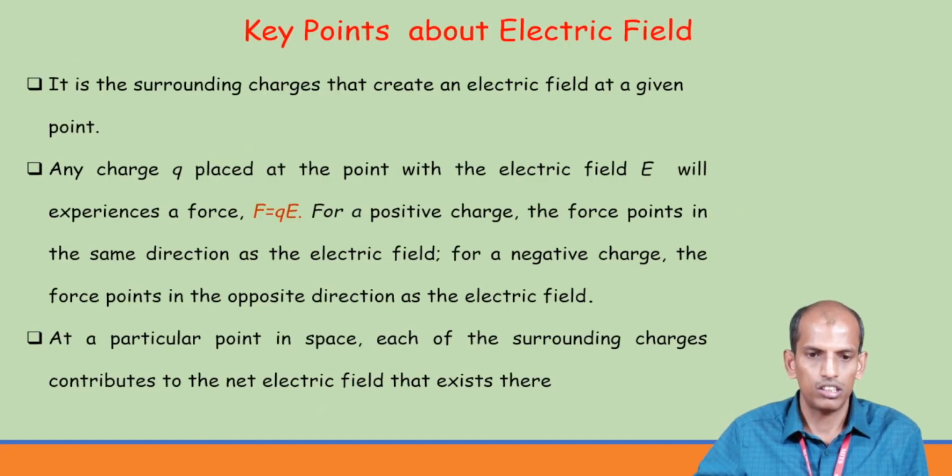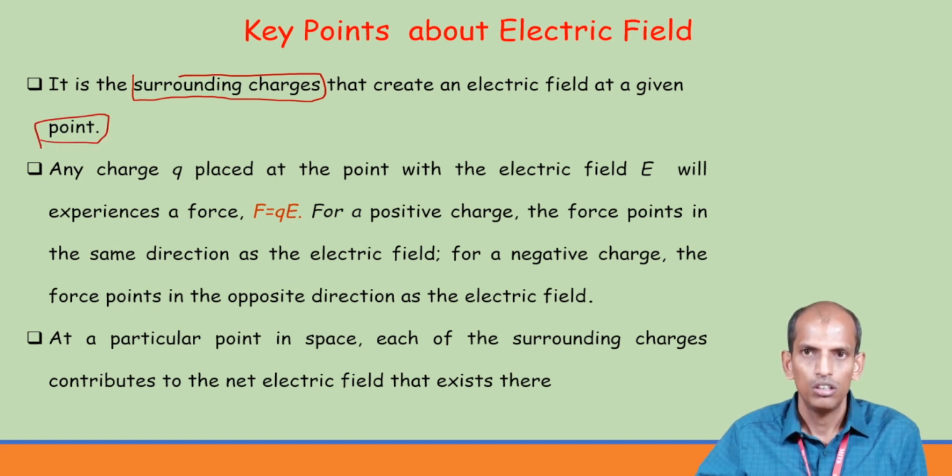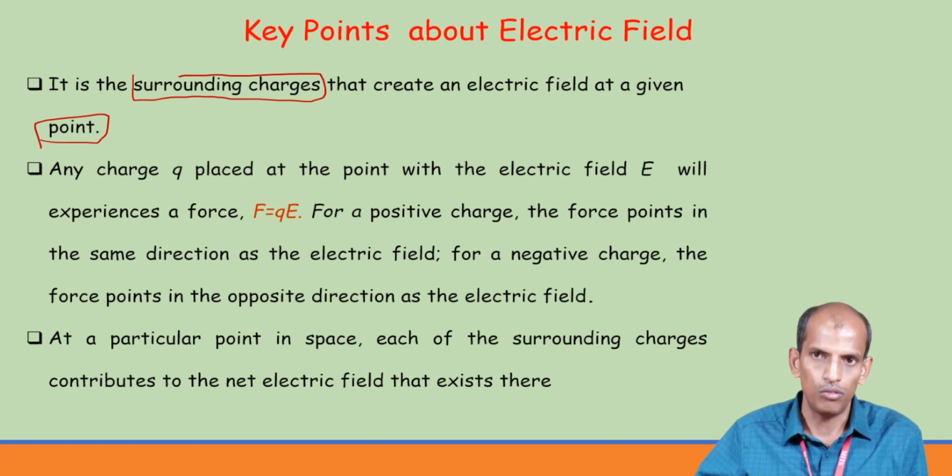Before we go for some good problems, let us see the key points about the electric field. So the first point is that it is the surrounding charge. That's a very important point I would like to highlight, that it is the surrounding charge that creates an electric field at a given point. So two keywords are to be noted specifically, that always due to the presence of a charge at a certain point, there will be an electric field.